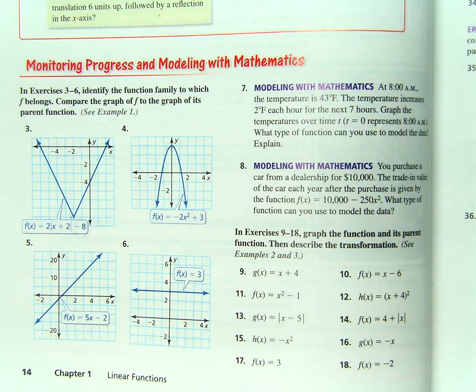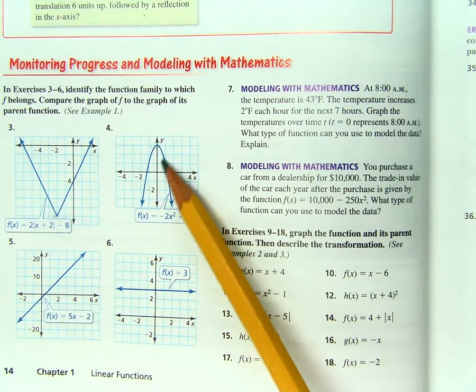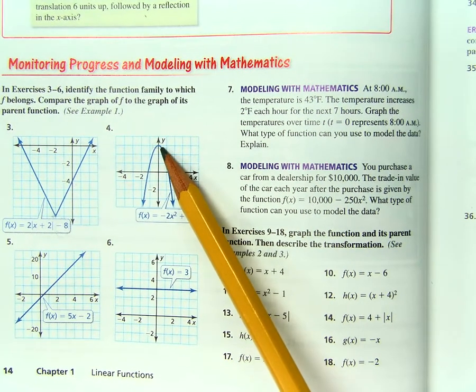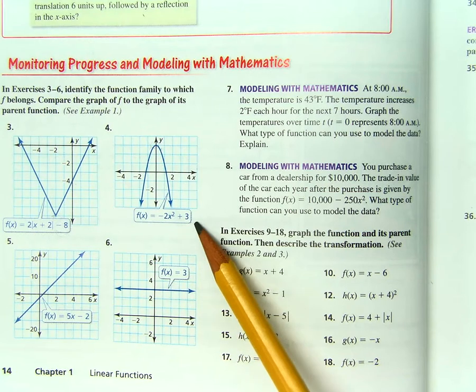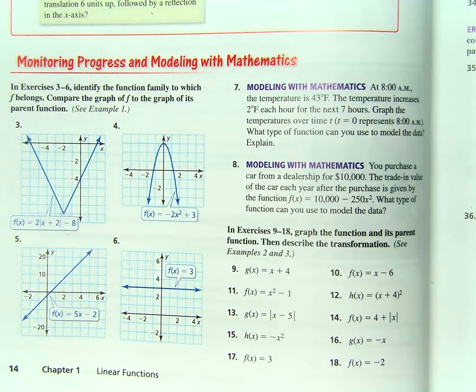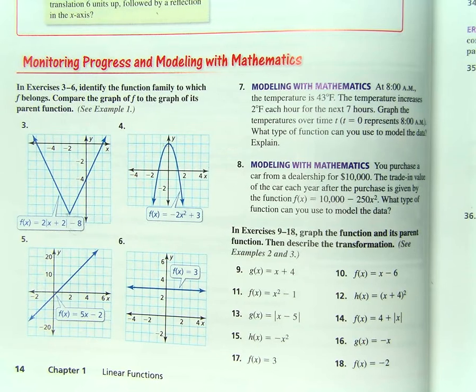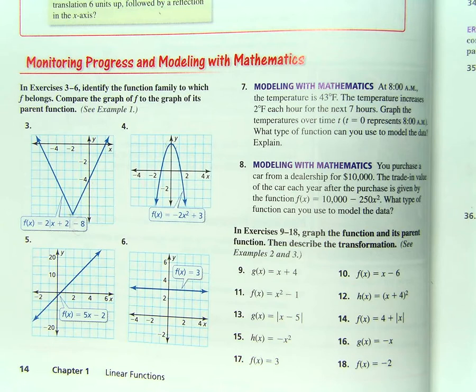Is there a vertical shift? Tell me 2 ways you can tell. It's 3 higher from the origin. Good. And it says plus 3 in the equation. Excellent. Is there anything else going on with number 4 that we need to focus on? There is a reflection, isn't it? It's opening down this time instead of opening up like its parent does. Okay? Any questions?